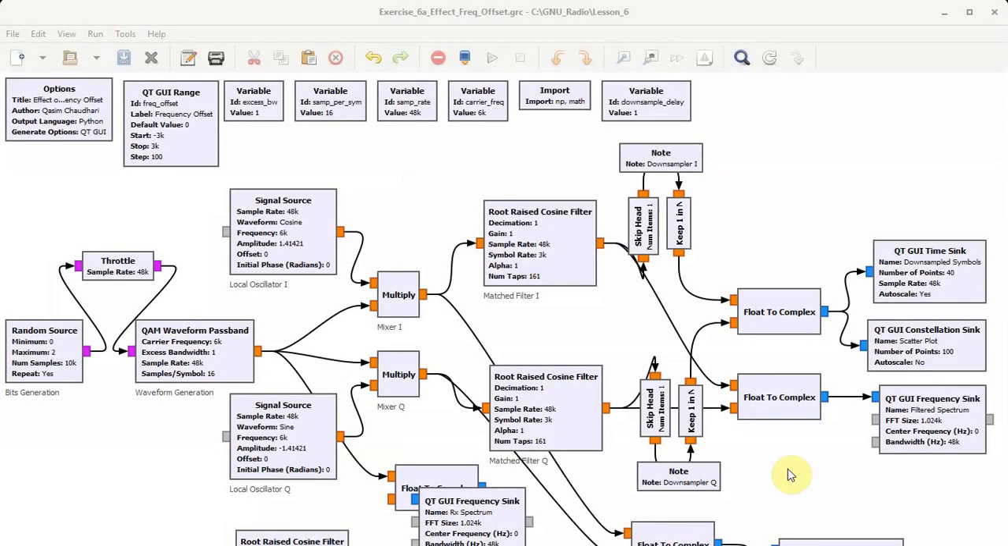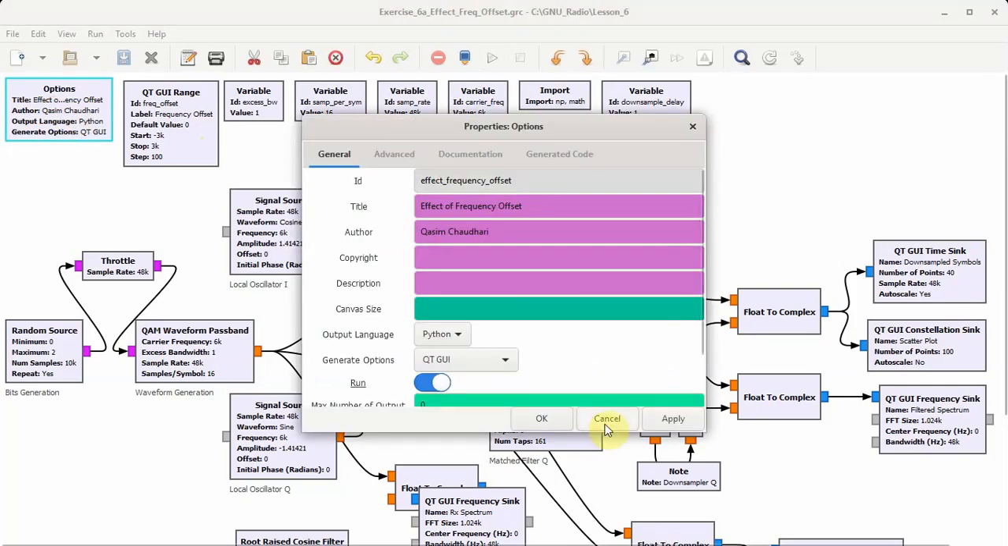In this flow graph, we want to see what the carrier frequency offset does to a received QAM constellation. Although we already discussed this concept in a little detail in lecture 5, where we saw that a phase offset rotates a constellation by a certain angle and a frequency offset keeps rotating the constellation in a circle. Here the effect we will see in a different light, in that we will vary the spectrum and see how far it goes. So this is again that ID and the title.